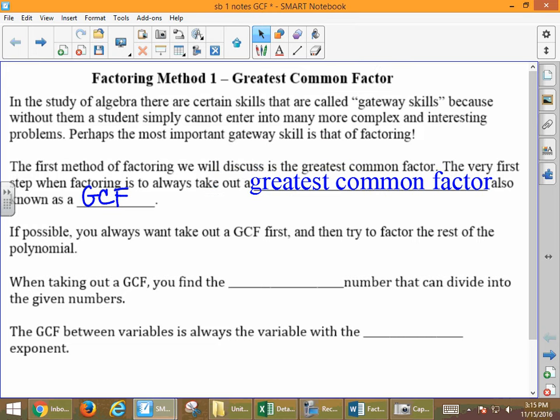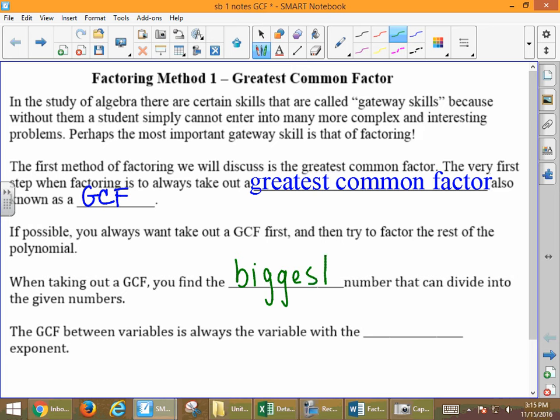If possible, you always want to take out a greatest common factor first. And then we try to factor the rest of the polynomial. When you're taking out a GCF, you find the biggest number that can divide into the given numbers. And the greatest common factor of variables is the smallest term with exponents. And we'll see that here in a couple of examples.